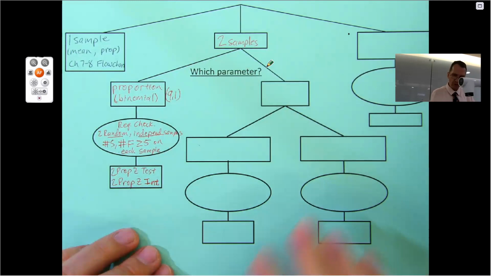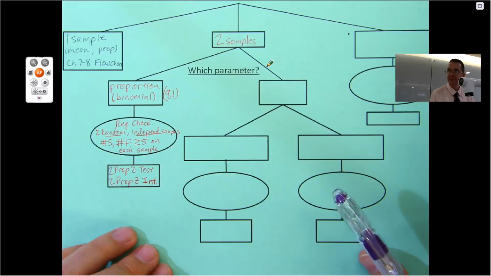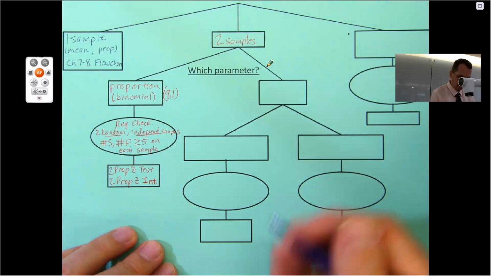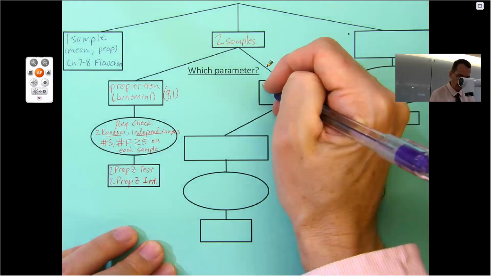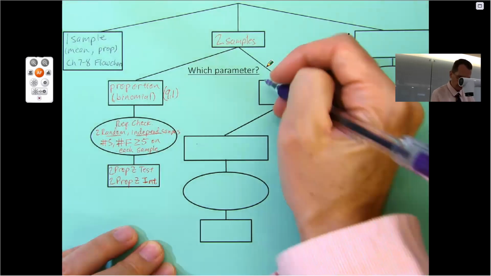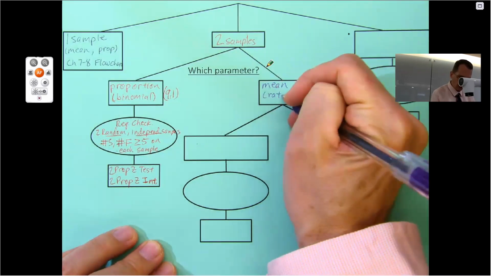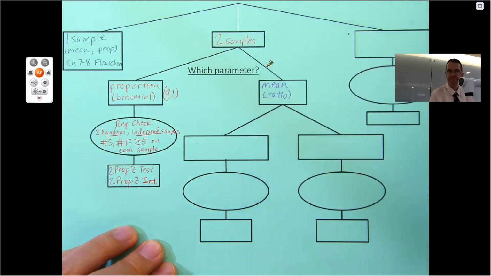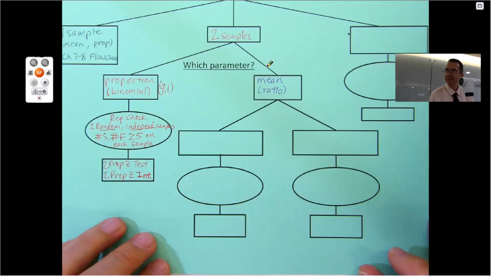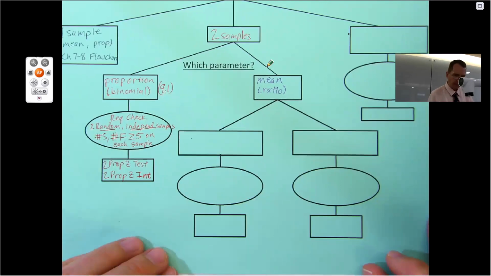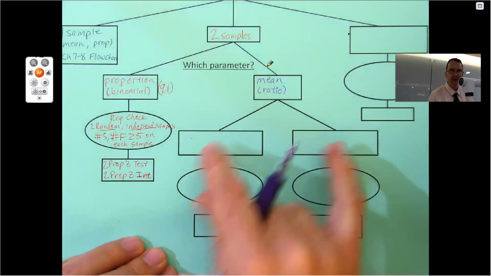In addition to doing proportions, what else have we been studying? On which other parameter? Mean, good. And remember that a mean needs to have ratio level data, or at the very least, interval level data.